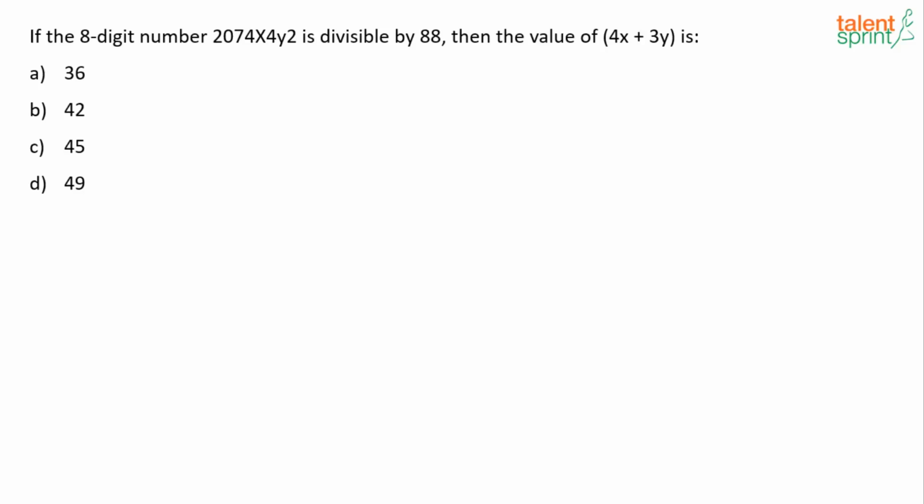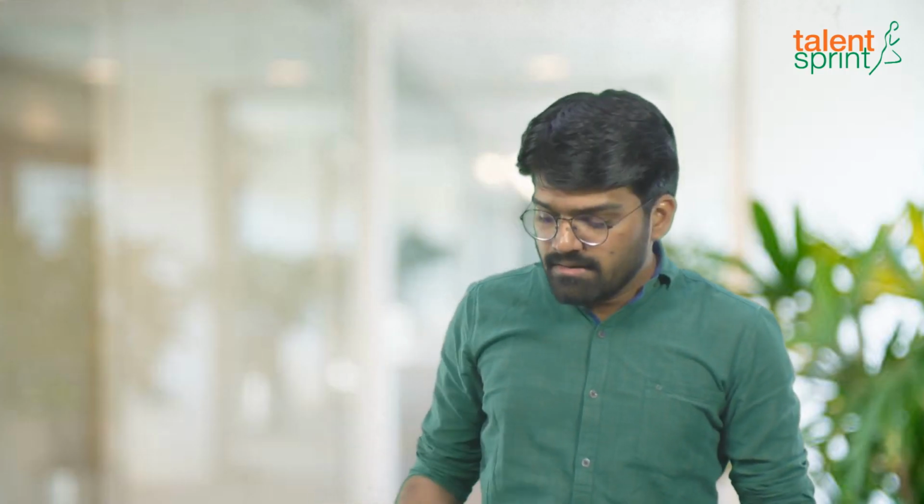So a question on divisibility rules is on your screens here. It says the 8-digit number 2074x4y2 is divisible by 88. Then what is the value of 4x plus 3y? Now, how do you check the divisibility for 88? Simple. 88 can be expressed as 8 into 11. If a number is divisible by 8 as well as 11, then it obviously will be divisible by 88.